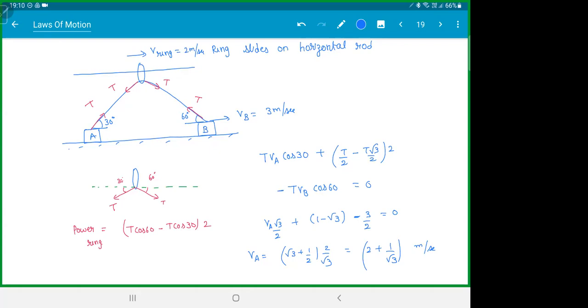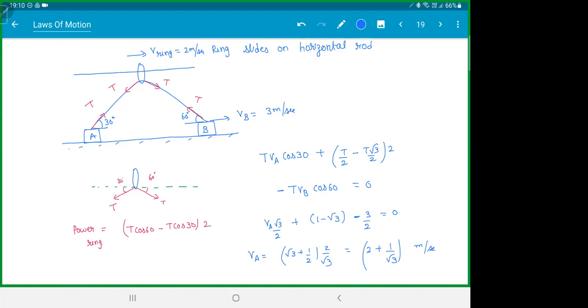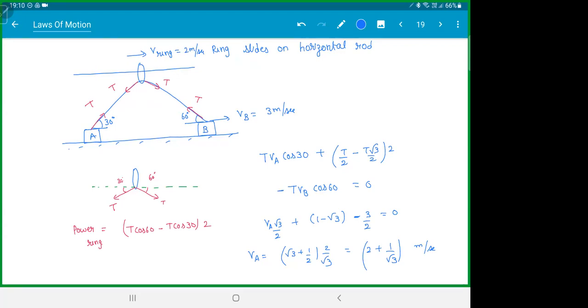Some of you, sir, are pretty close. I did it by a different method actually. What did you do? I stopped the ring and took the relative velocity. Chalega, that works. Because at the end of the day, the power rate doesn't depend on what velocity frame you're taking. It works.